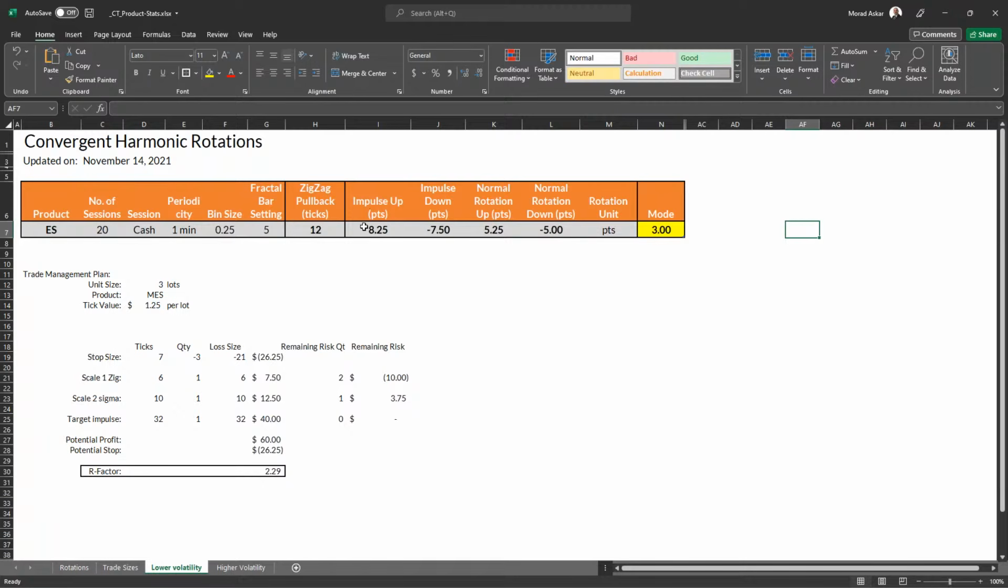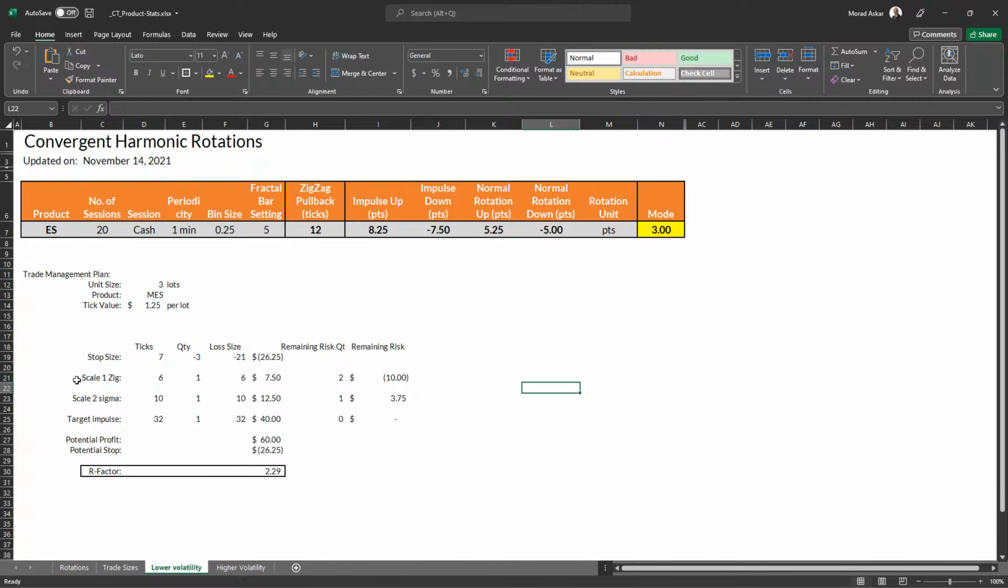Based on the statistics, and I'm not going to get into why I'm choosing these stops, we're going to use a 7-tick stop size, okay? And we're going to put on a 3 lot. If we get stopped, the value of that stop is $26.25. That's what it's worth.